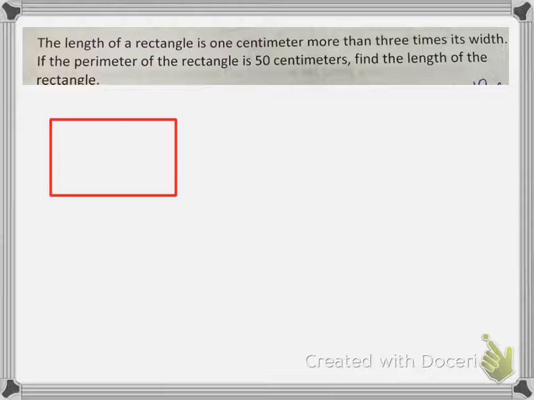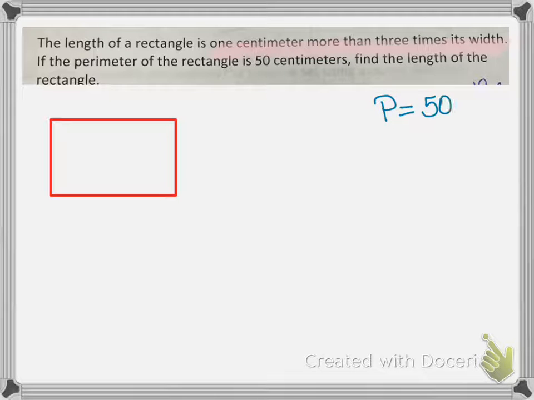So we've got to deal with this. The length of a rectangle is 1 centimeter more than 3 times its width. We do have to deal with that eventually. But I wouldn't deal with it first. I'm kind of easing into it. What might I deal with first? The perimeter. What is the perimeter? 50 centimeters. Okay. So the perimeter of this is 50 centimeters.